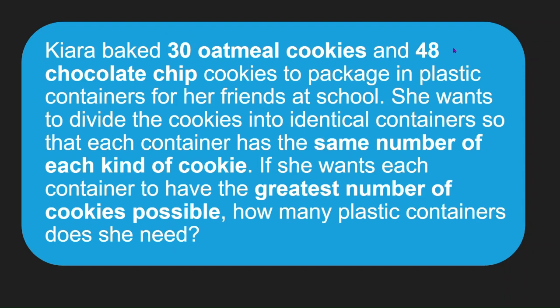Because we want to divide these evenly, right? So each container has the same number of each kind of cookie. If she wants each container to have the greatest number of cookies possible, how many plastic containers does she need? So this is saying the greatest number of cookies possible. This is the highest common factor that we want, right? And the question itself is asking how many containers does she need.